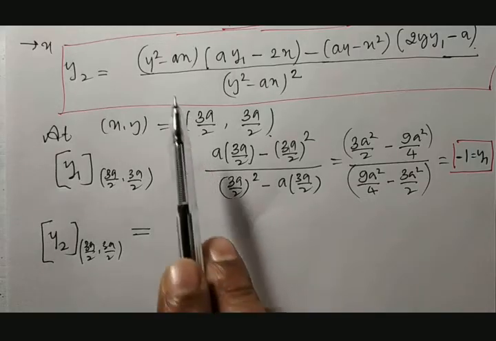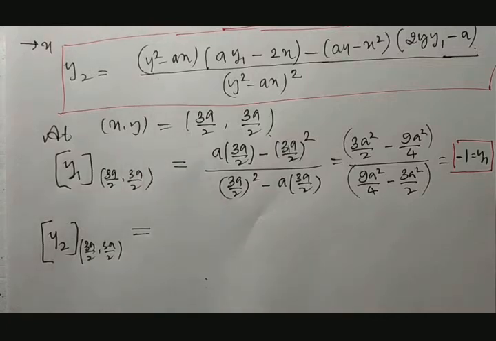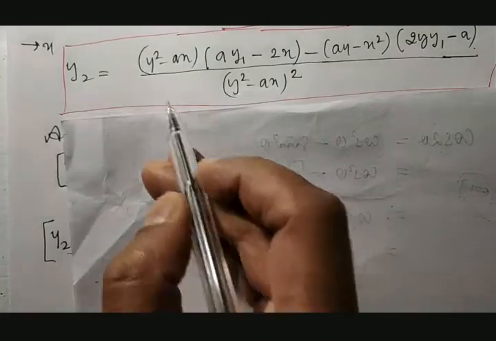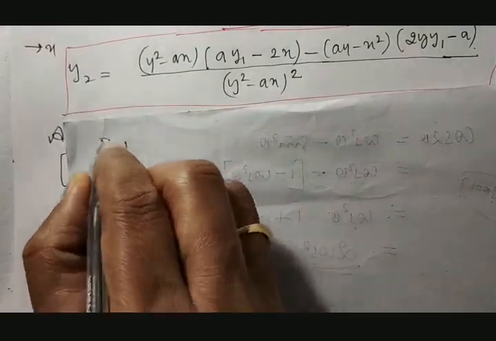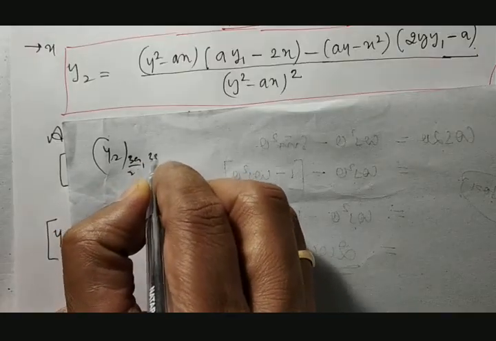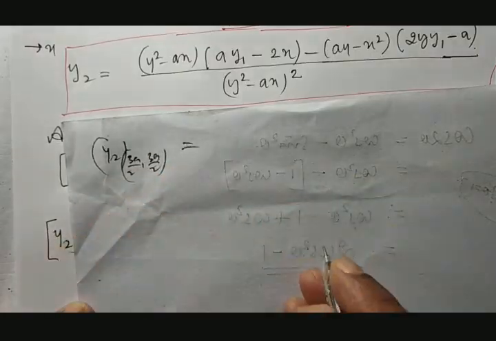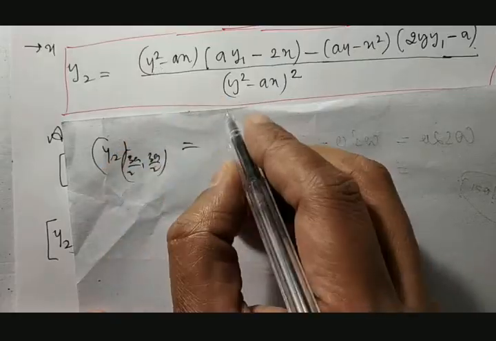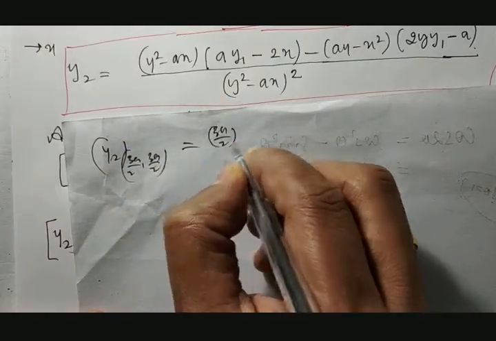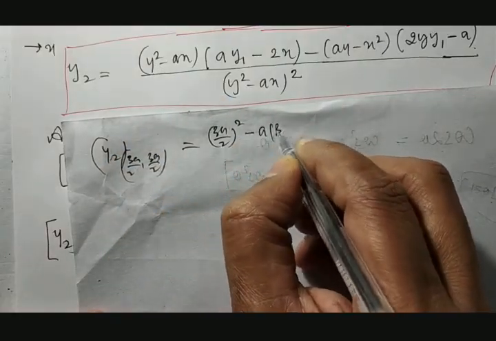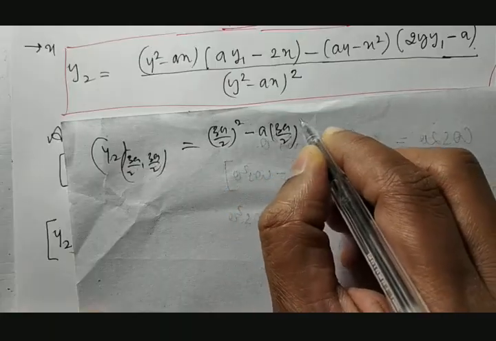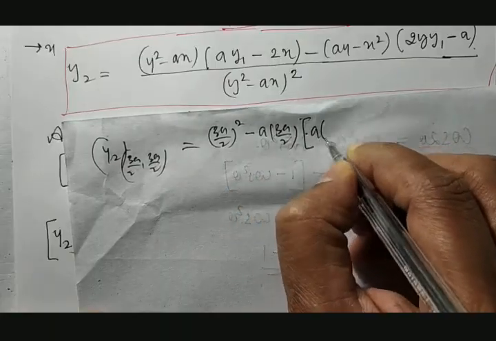Here, better I'll calculate in rough paper, then it will be substituted. We can see here y2 at the rate of 3a by 2, comma 3a by 2 is equal to y 3a by 2 the square minus a into 3a by 2 into bracket a into y1.